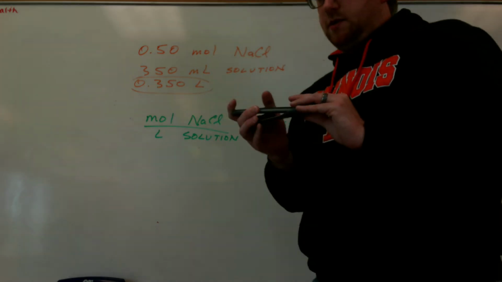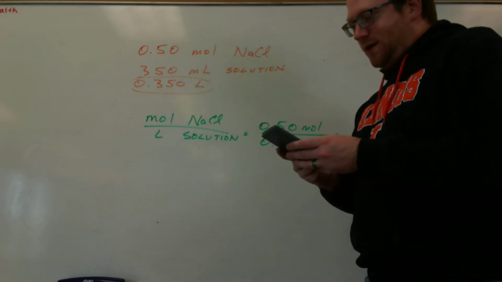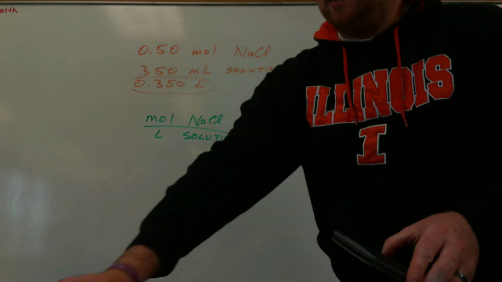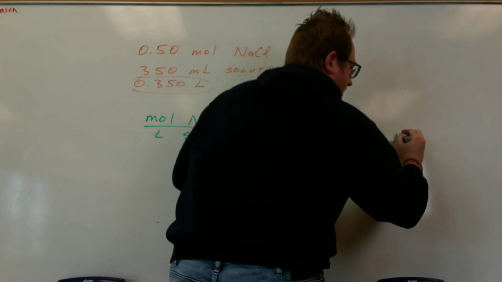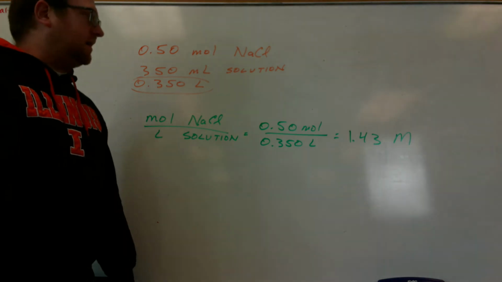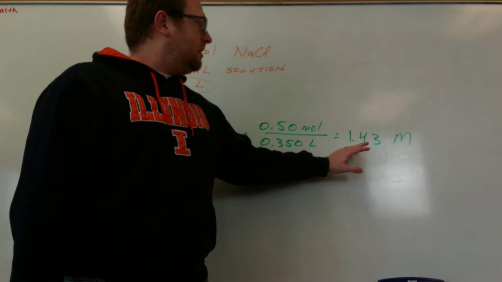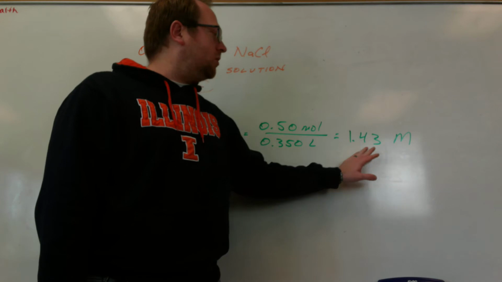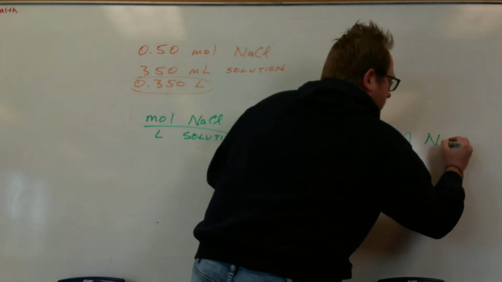So I get up my calculator, my brand new Casio calculator, by the way. 0.5 divided by 0.35 is going to give me an answer of 1.43, and then the capital M is my unit there, okay? And the way we say this is 1.43 molar, right? We don't say molarity, we say molar. 1.43 molar solution of sodium chloride.